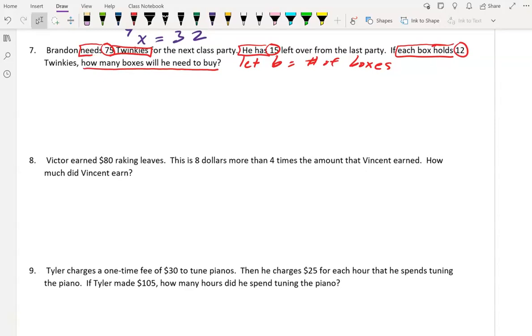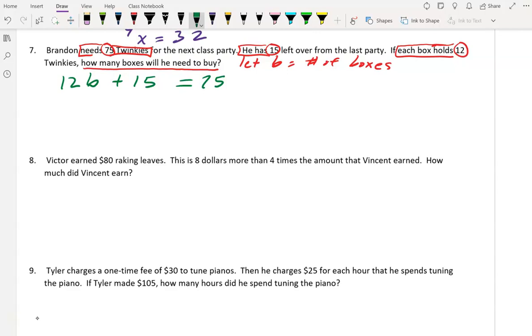So let's set this up. We have to have a total. And what's our total? Well, he needs 75 Twinkies total. And then, how is he going to get that total? Well, each box holds 12 Twinkies. So we'll take 12. We'll multiply that by the number of boxes that he'll need to buy. And then we'll add to that the 15 Twinkies that he already has left over from the last party. So 12B plus 15, 12 Twinkies per box plus 15 Twinkies equals 75 Twinkies.